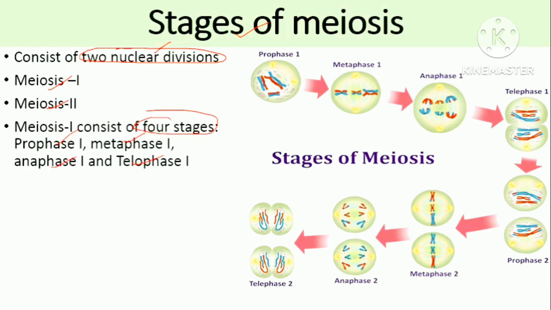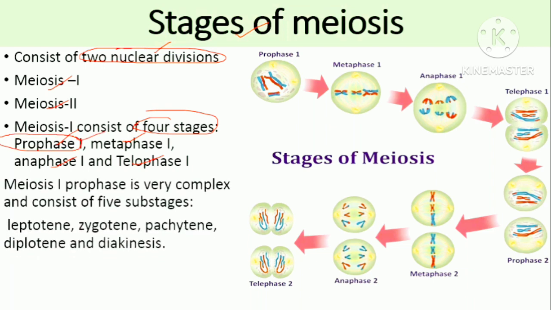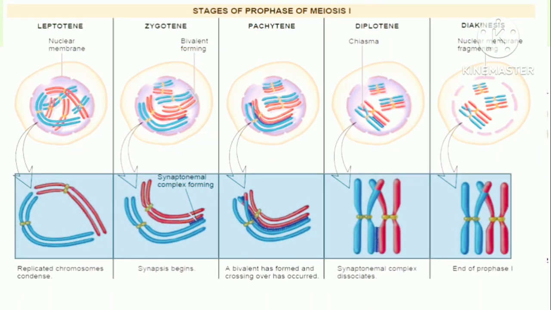Out of these four stages, prophase 1 is the most complicated one, and it is further divided into five different stages, which include leptotene, zygotene, pachytene, diplotene, and diakinesis. This is the slide which shows the animated pictures of these stages of prophase 1 of meiosis 1.